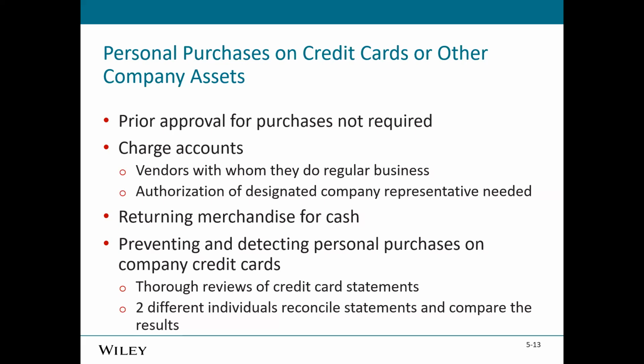What else? Returning merchandise for cash. So we buy goods on the card and then return that and get the cash instead. And then how can we prevent or detect these purchases? Again, having that review of those credit card statements so that we have people who are reconciling and comparing the purchases with legitimate backup is going to be something that we will need.